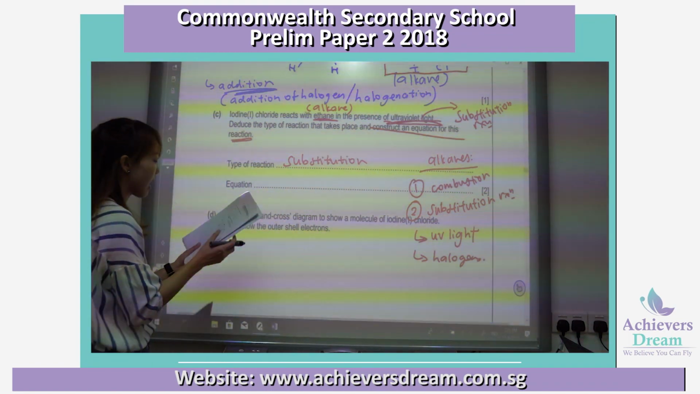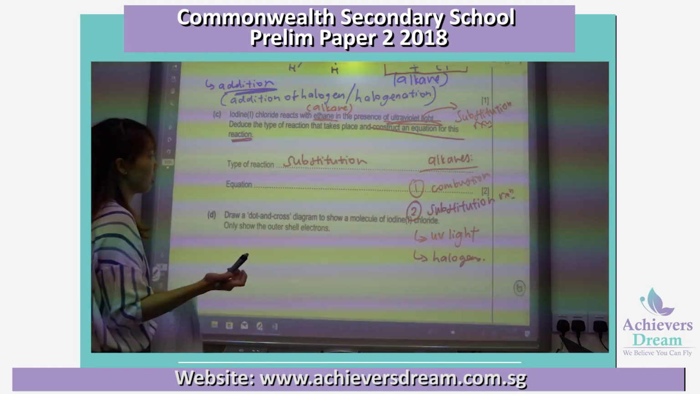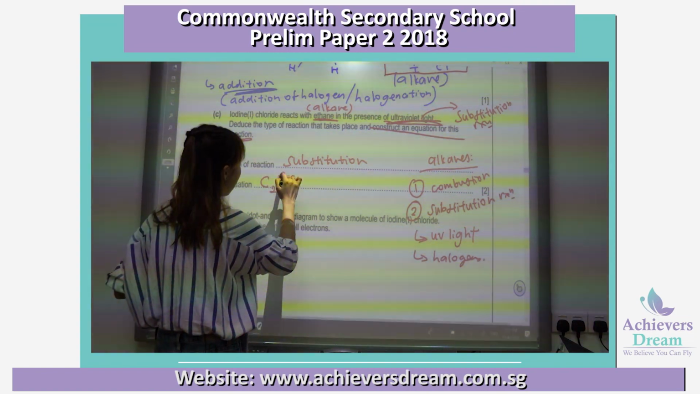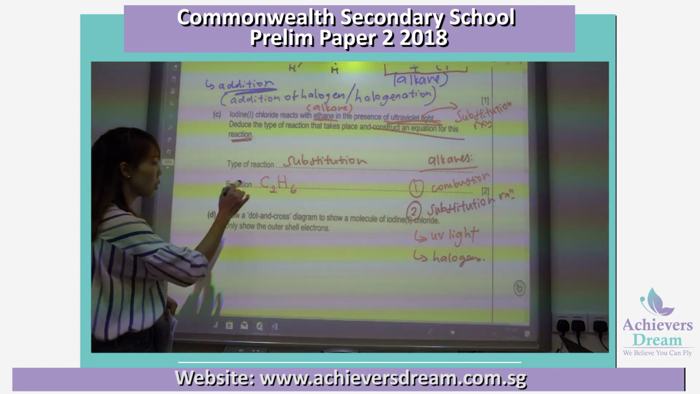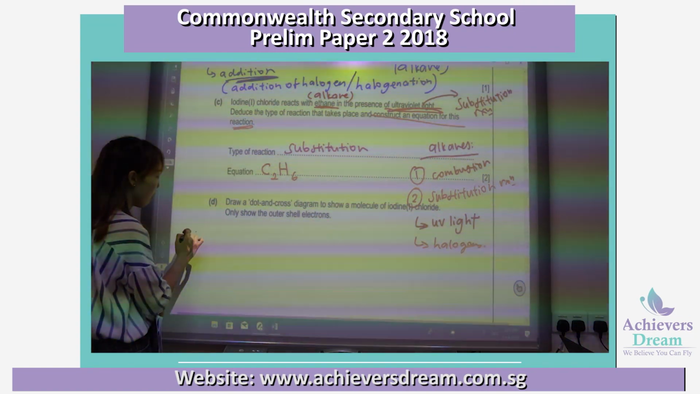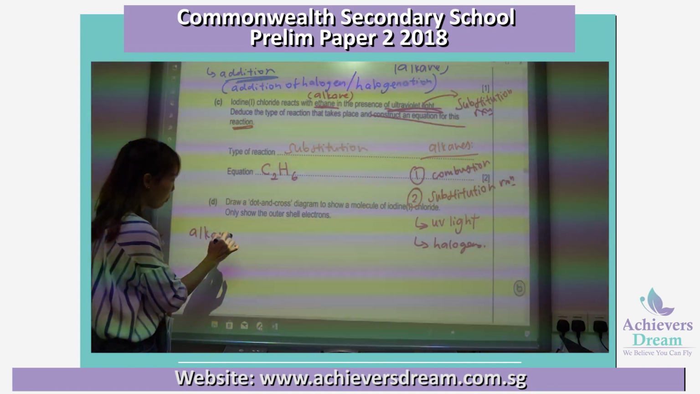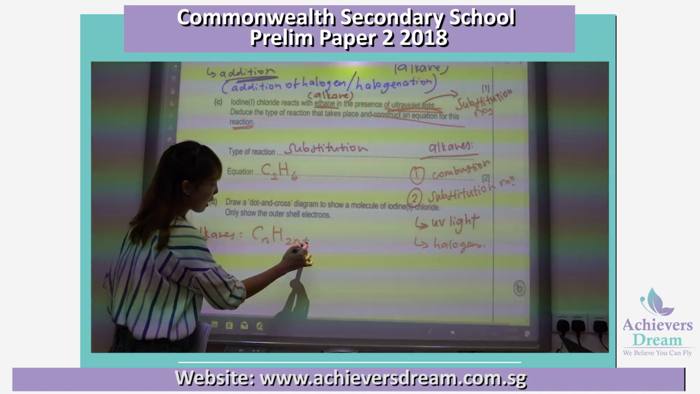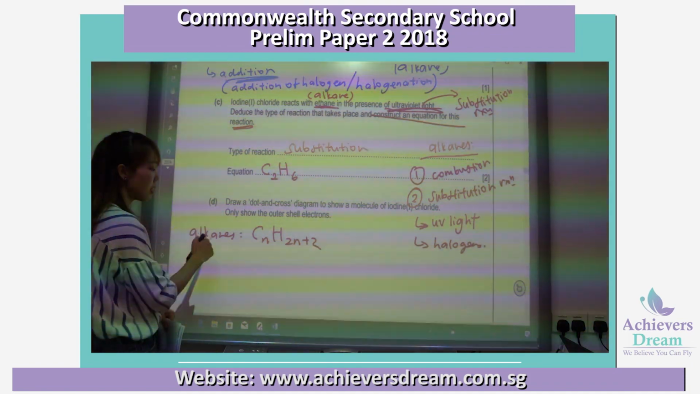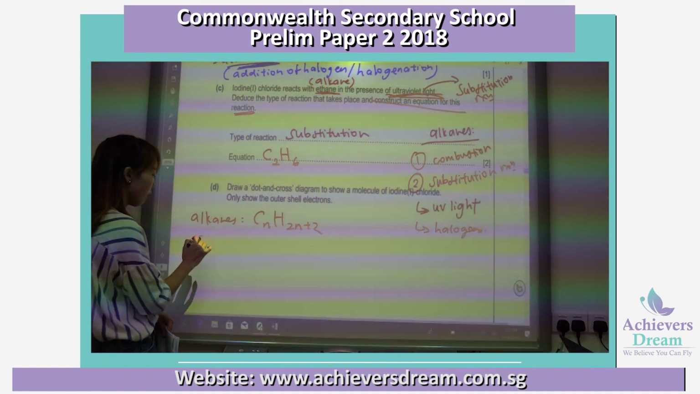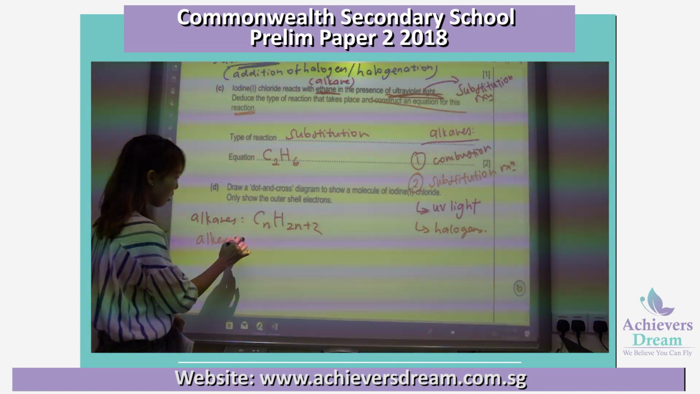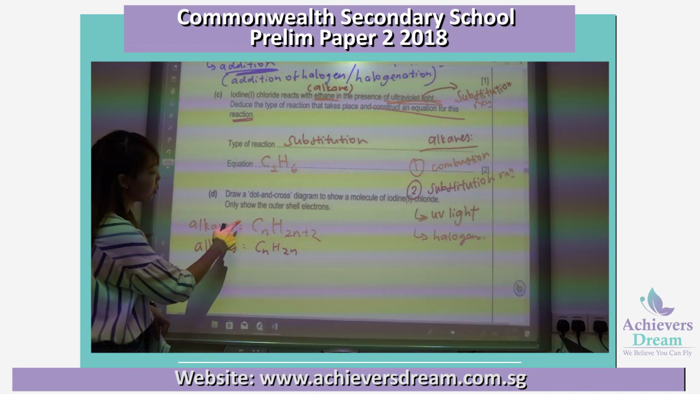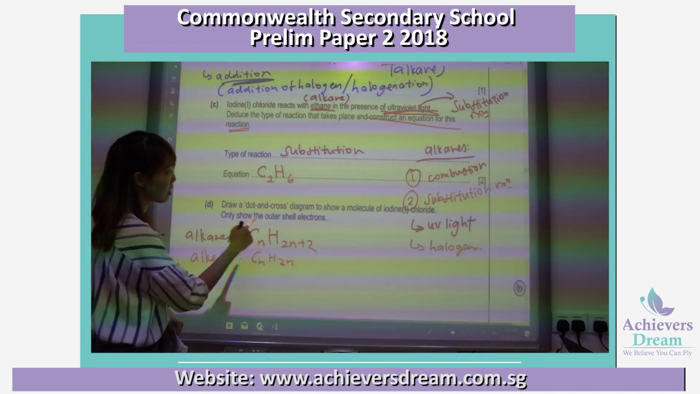Okay, and then now they ask us to write the equation. Ethane has a formula of C2H6. How do I deduce this? I know that alkanes have a general formula of CnH2n plus 2. For alkenes, it will be CnH2n. So ethane will be C2H6.